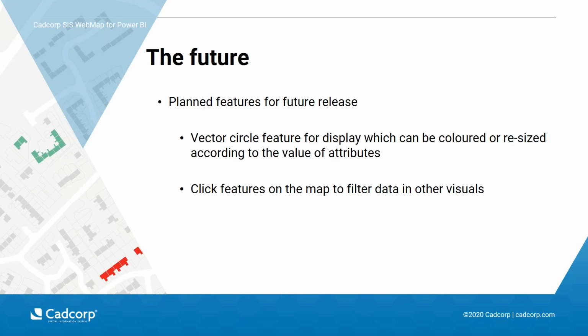So a couple of points, things that we are keen to include in future releases, in case you're wondering what the plan is for the future. There's a couple of key points that we want to include in future releases as well. The capability to use vector circle features to display that can be colored according to the value of the attributes. So like a graduated theme or a theme in SIS Desktop, that capability will hopefully be coming in the future as well. And also to interact the other way as well.